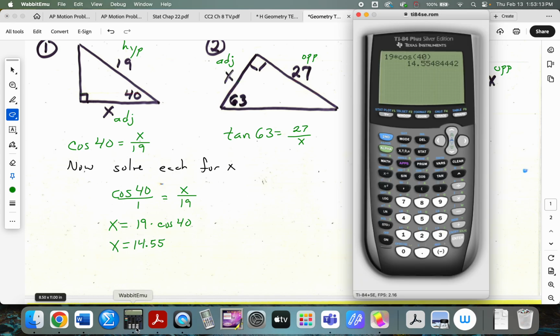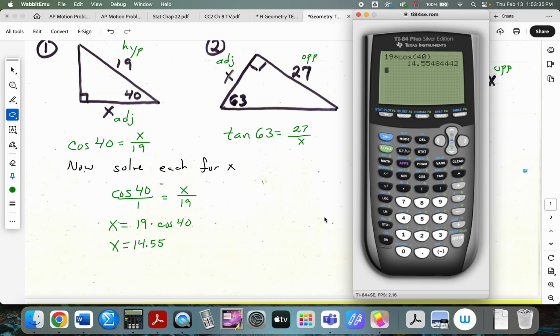So you type it in just like that, 19 times the cosine of 40. And actually, with TI calculators at least, and I think most other ones, you can leave out the times. You can just do 19 cosine 40 and it automatically understands that you mean to multiply.